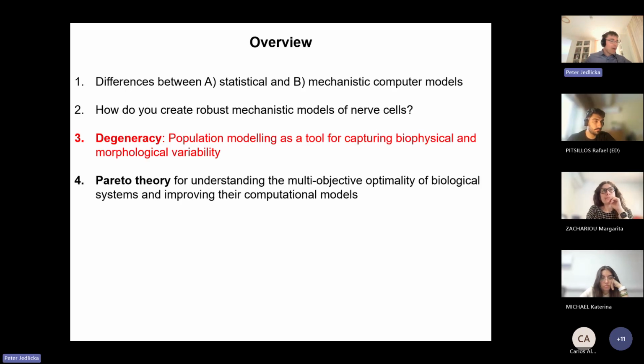Okay, so now I am coming to the two key words in the title of my talk, and that's degeneracy and Pareto optimality. So what does that mean? If you are not familiar with this term, then I'm going to explain this, because sometimes people confuse it with degeneration, and then they think, okay, this is the Alzheimer's disease part of the talk. So it is not, okay? Please don't confuse degeneracy with degeneration. So what is degeneracy?